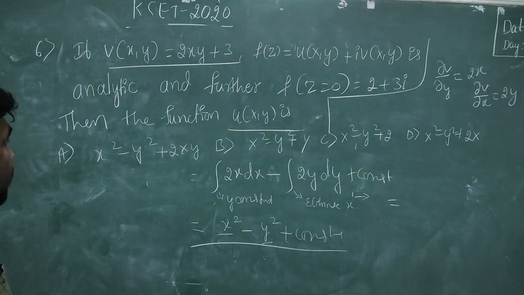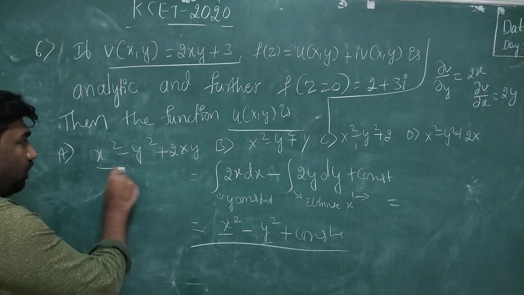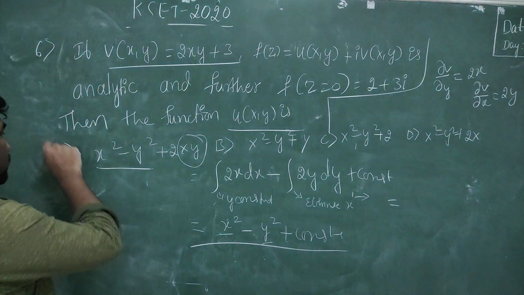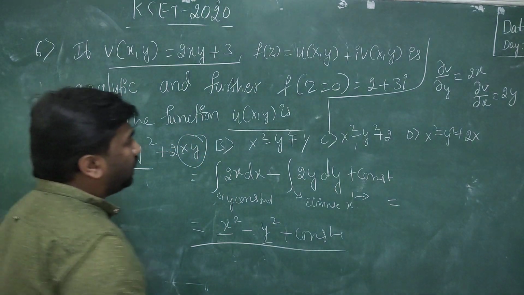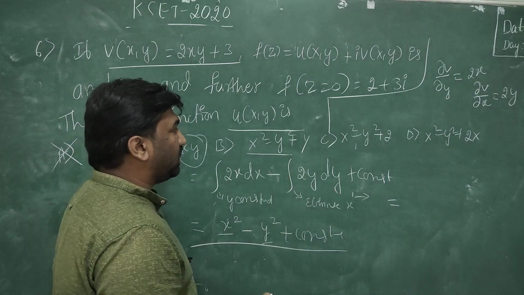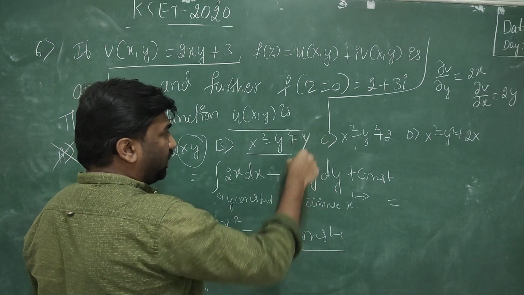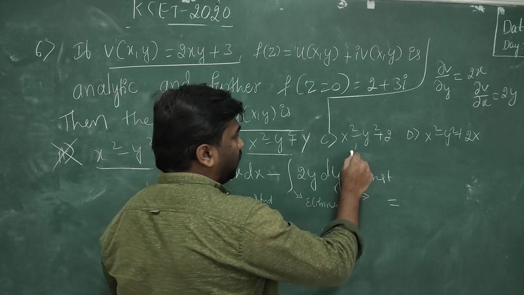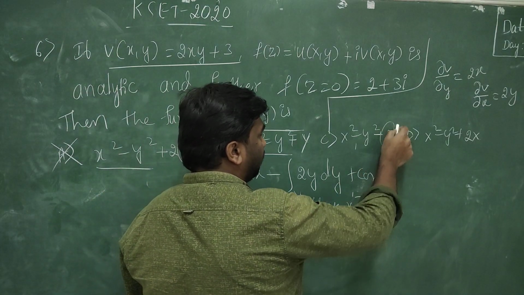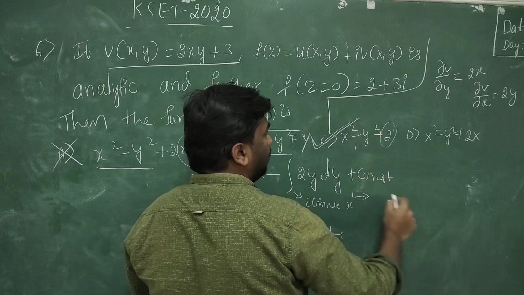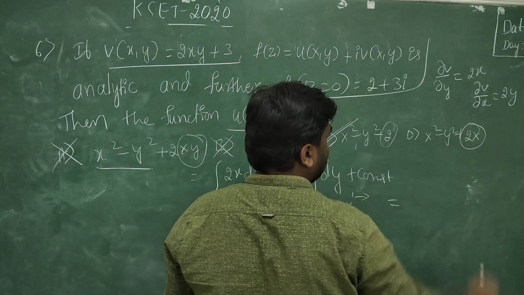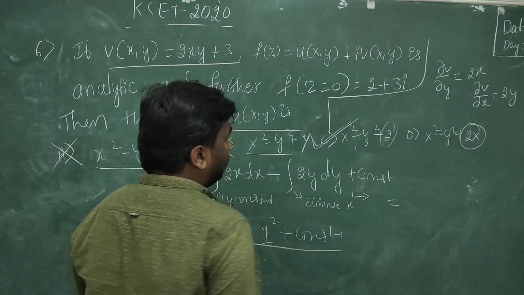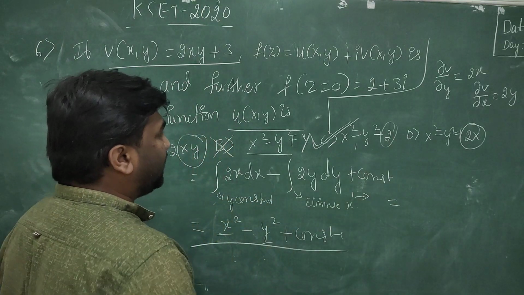So is there any option? X square minus y square is there, but instead of constant again an xy function is there, so this is not a correct answer. Here x square minus y square is there, but one more term y is added, so this is not an answer. Here x square minus y square is there plus constant. Okay, this is the correct answer, because here also some extra terms in terms of x are there, it has to be constant. Okay, so option number C is correct.